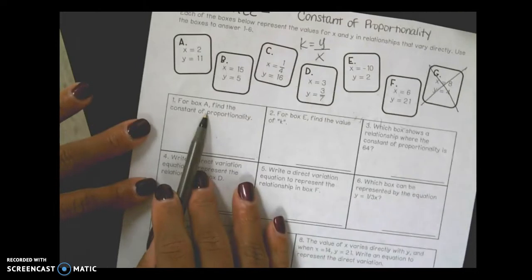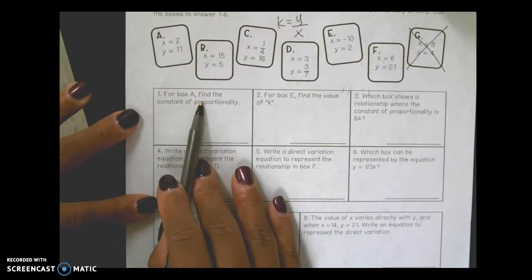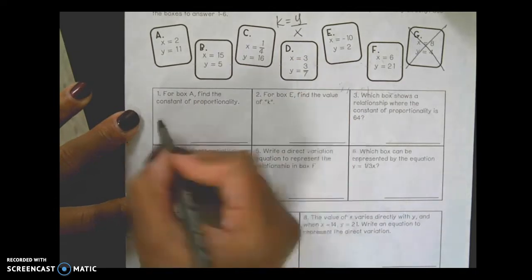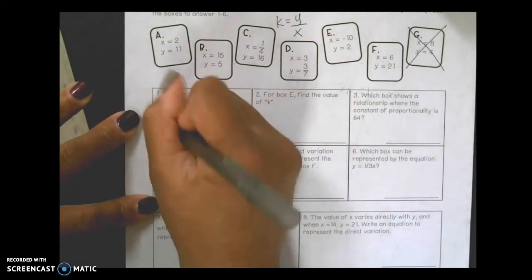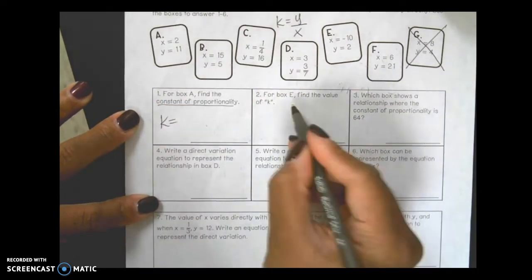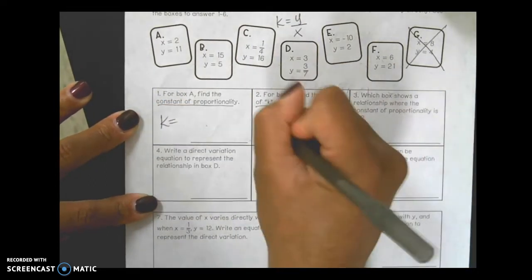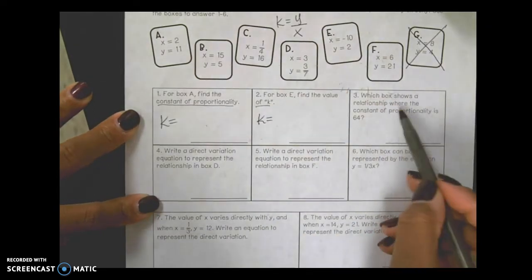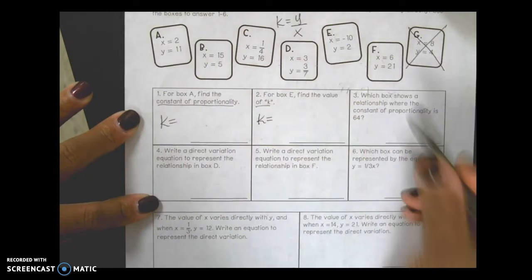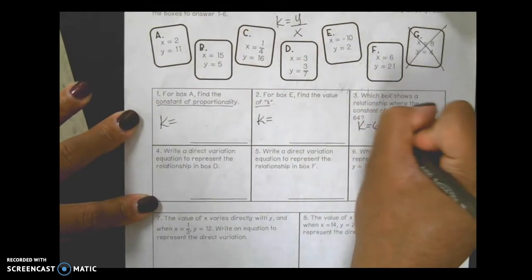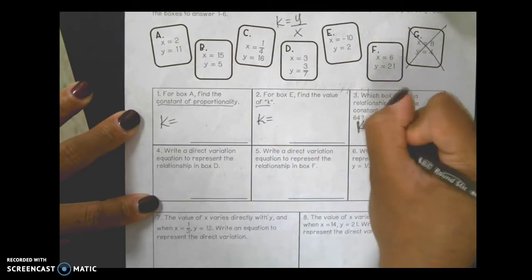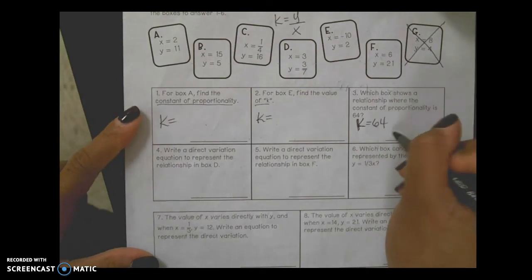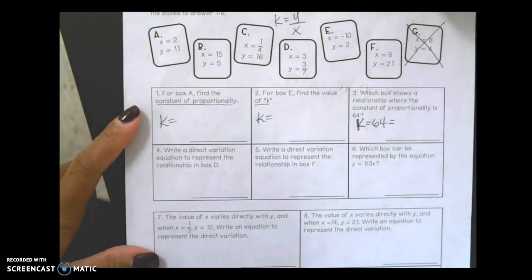So wherever it says find the equation or write an equation for, that's where you're going to write y equals blah, blah, blah, x. This says constant of proportionality, so I need k equals. This says find the value of k. I need k equals again. This says which box shows a relationship where the constant of proportionality is 64. That means k is 64, and I need to find out what fraction they put in here to get it. So I still need to find out where they got 64 from.